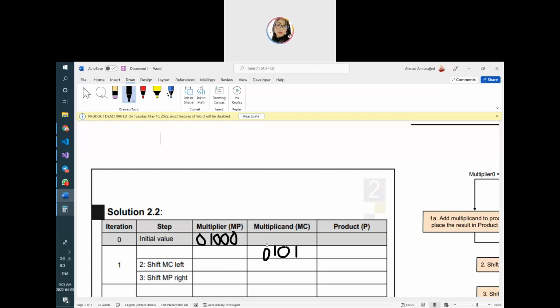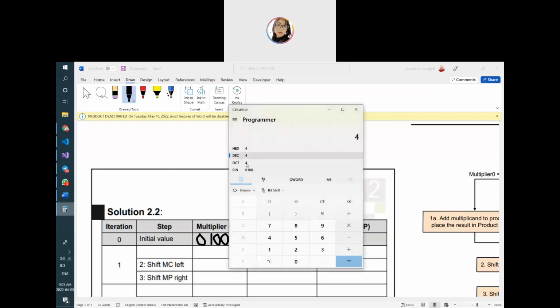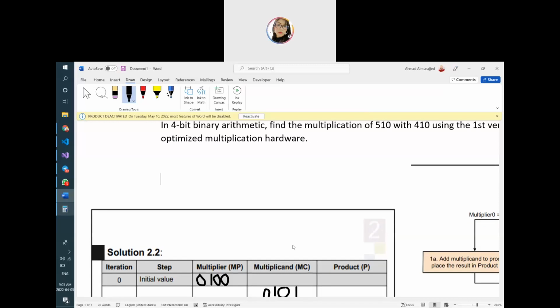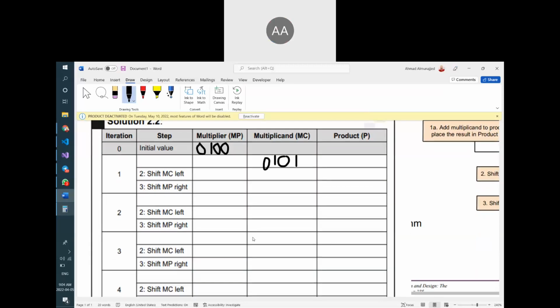MP is 4 bit. The MC multiplicand will be only double. So the MC initial value is going to be in binary. Yes, it will all be in binary. And this value is correct, right? I forgot already. So MP is what? MP is 4. Okay. For the multiplicand, you're going to add the 4 zeros to the left.